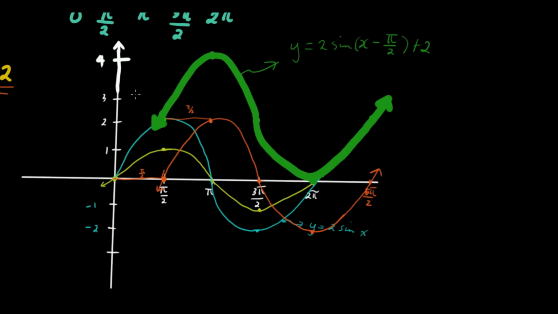Doon sa last video, nag-graph tayo ng y equals 2 sine of x minus pi over 2, plus 2. Ang ginawa natin dito, ginraph muna natin yung y equals sine x, and then ginraph natin yung y equals 2 sine x. Tapos, nag-shift tayo ng pi over 2 units to the right. And then, yung plus 2, pumunta sa taas. Na-move ng 2 units pataas yung graph natin.